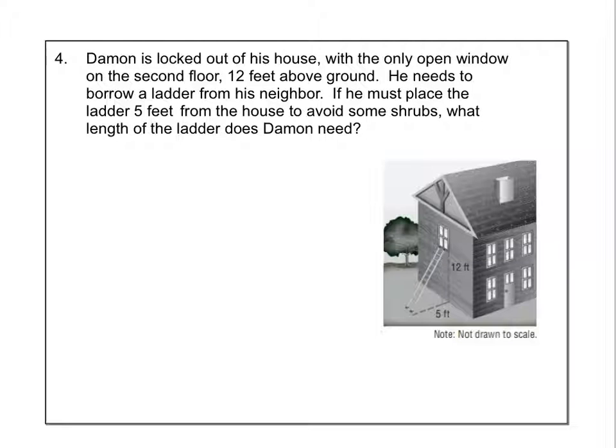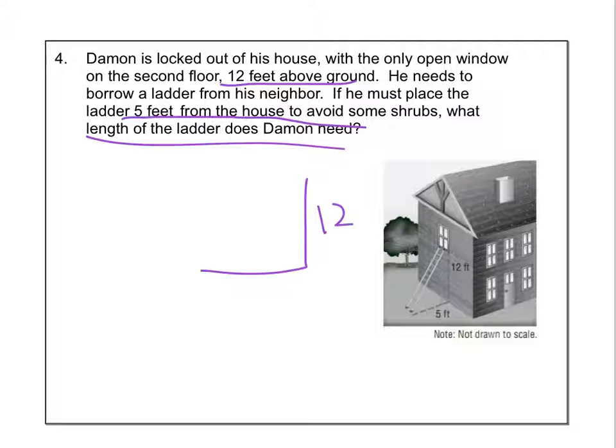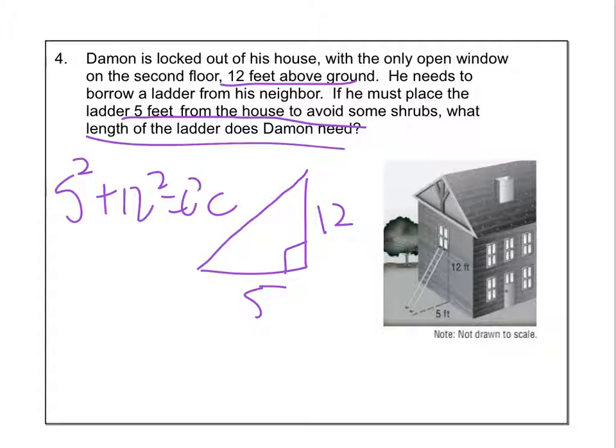So Damon is locked out of his house with the only open window on the second floor, 12 feet above the ground. He needs to borrow a ladder from his neighbor. If he must place the ladder 5 feet from the house to avoid shrubs, what length of ladder does Damon need? So he's got 12 feet to clear. He's got to be back 5 feet to avoid the shrubbery. How long does this ladder have to be? Well, I'm going to figure this out. 5 squared plus 12 squared equals c squared. So that's going to be 25 plus 144 equals c squared.